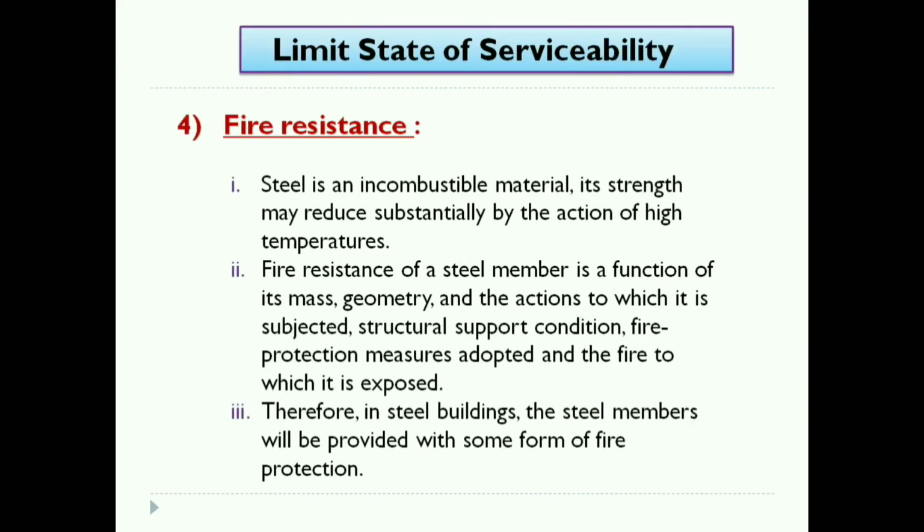Fourth point, fire resistance. Steel is an incombustible material. Its strength may reduce substantially by the action of high temperatures. Fire resistance of a steel member is a function of its mass, geometry, and the action to which it is subjected, structural support condition, fire protection measures adopted, and the fire to which it is exposed. Therefore, in steel buildings, the steel members will be provided with some form of fire protection.